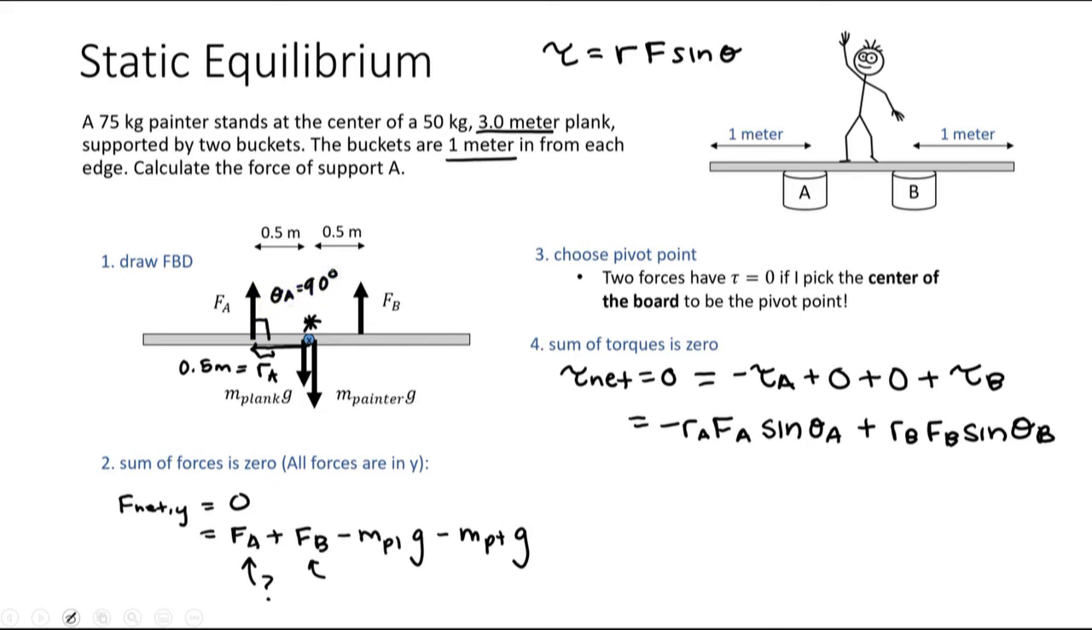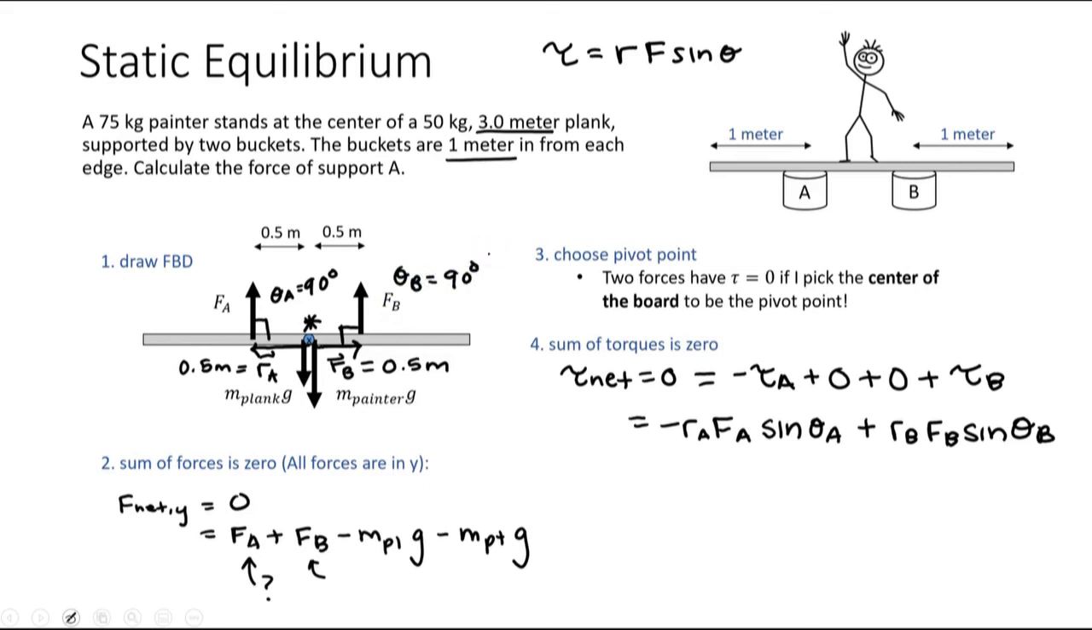Okay, now let's look at FB here. We could draw in RB. It's going to be the vector pointing from the pivot to FB. So it's going to be horizontal, and it's also going to have a magnitude of 0.5 meters, since, again, FB is 1 meter from the edge, and the center is 1.5 meters from the edge. Okay, so then the last thing is, what is our theta B? It's the angle between RB and FB. RB is horizontal, FB is vertical, so theta B is also going to be 90 degrees.